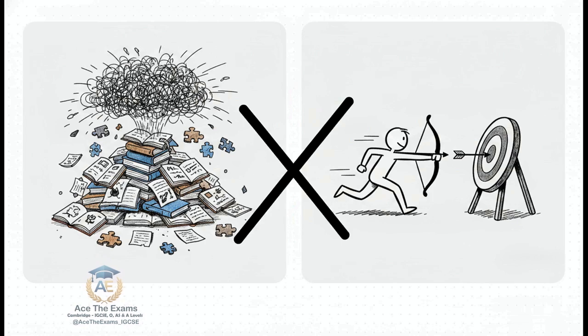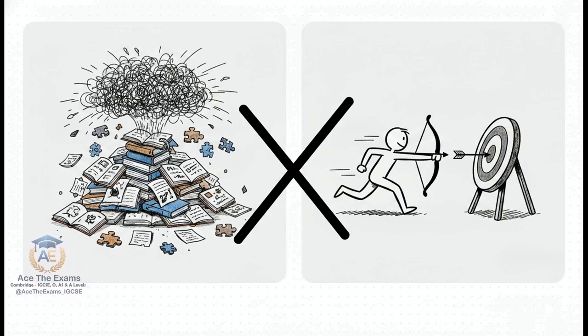Then we have Sam. Sam rushes the execution. They see the scenario, think they know it instantly, and dive straight into writing code. But in doing so, Sam completely misses the command word requirements. If the examiner asks to evaluate, Sam merely describes. They lose massive amounts of marks simply because they argued the wrong case in court. We need to make sure you avoid both of these fatal errors.